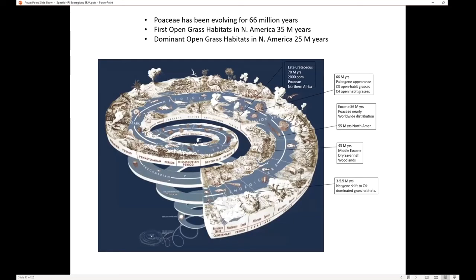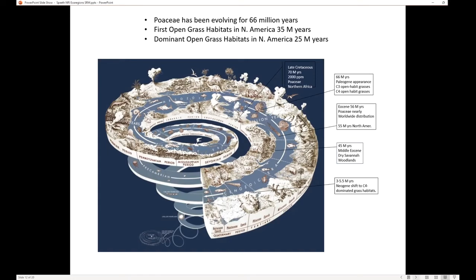at the evolution of grasslands over geologic history. So 70 million years ago, members of Poaceae started to appear in Northern Africa. By 66 million years ago, there were open-habit grasslands of both C3 and C4 grasses. Then 56 million years ago, Poaceae was nearly worldwide in distribution, and it was well established 55 million years ago in North America, and so forth. I think it's almost impossible to conceive of a 55 million year history.